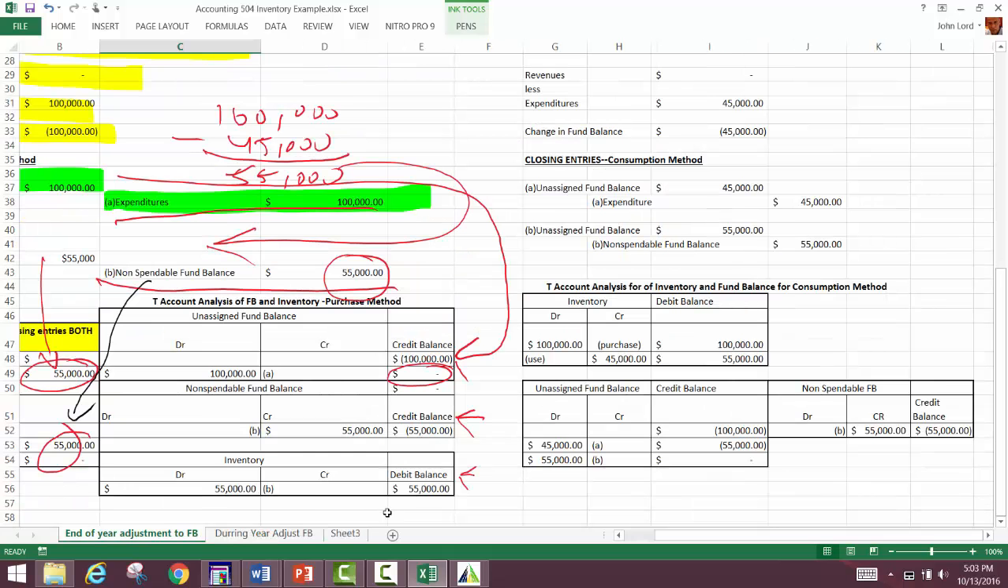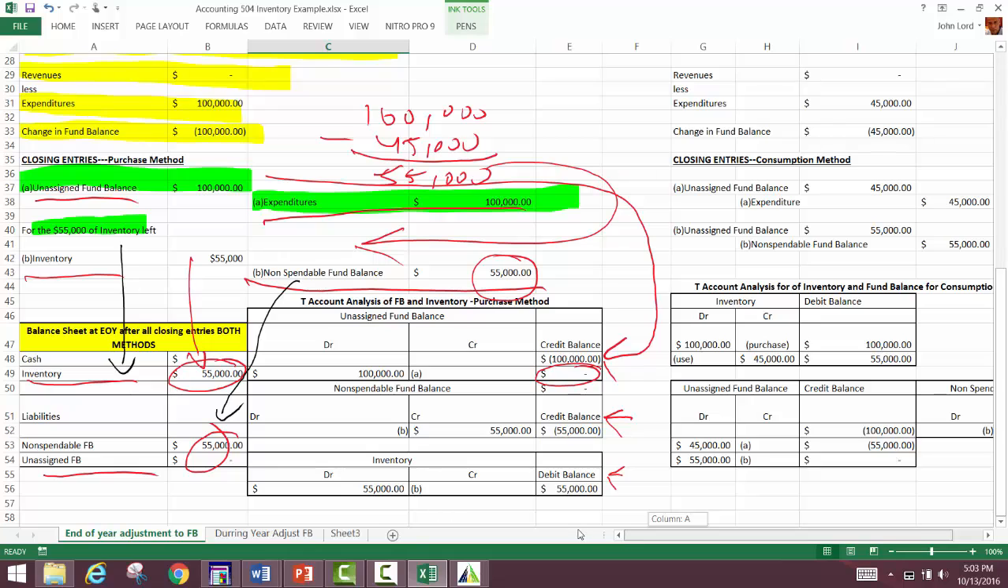So what happens? You sit here and notice that the balance sheet looks the same regardless of the method, doesn't it? The balance sheet looks exactly the same regardless of the method. Which is, how did we get there?